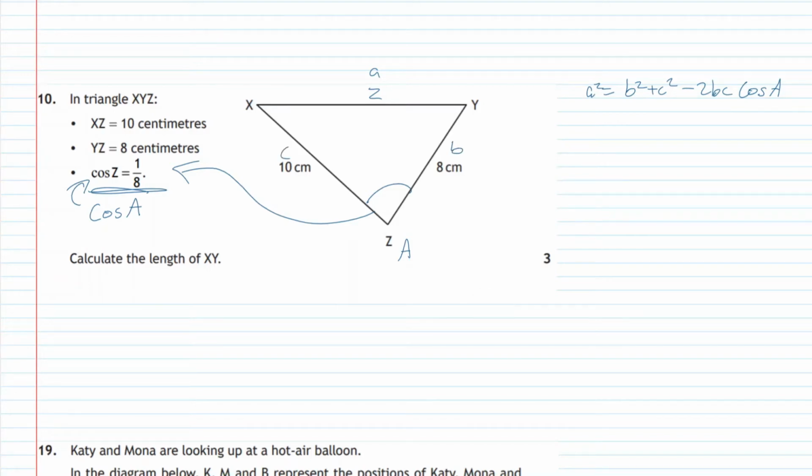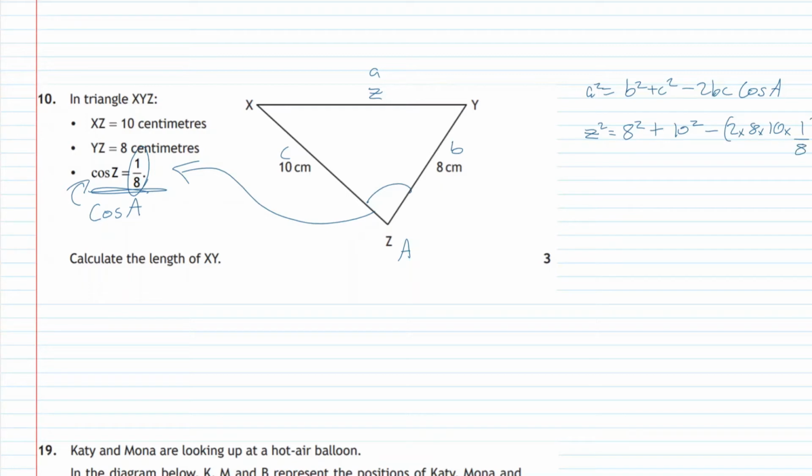Okay, so let's plug everything in we need. So we'll call it z. Z squared. I'll put a little line through it so we know it's a z actually. There we go. Equals, and we'll sub in the stuff we need. So b was 8, plus c, which is 10, minus, I'll put this all in brackets because we want to take this whole thing away, 2 times our b, which was 8, times our c, which was 10, and times our cos A. Our cos A here is just an eighth. So I'll pop that in.